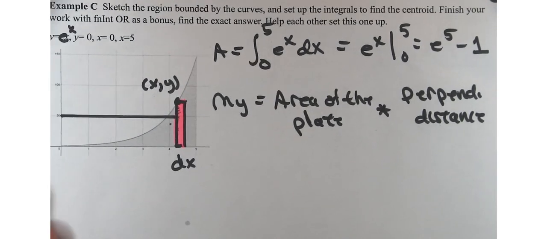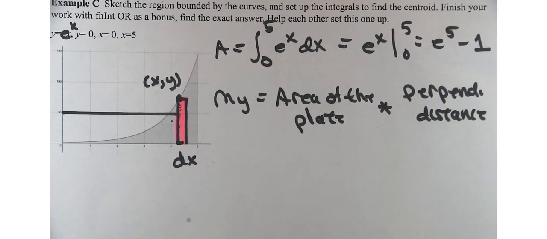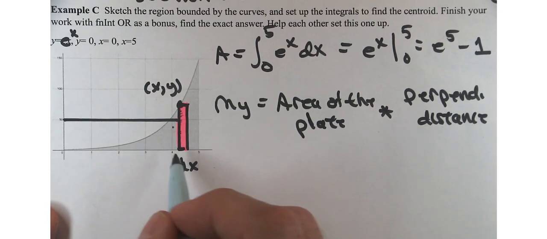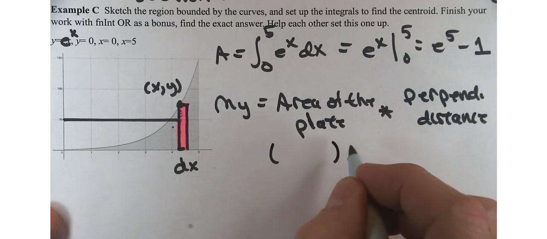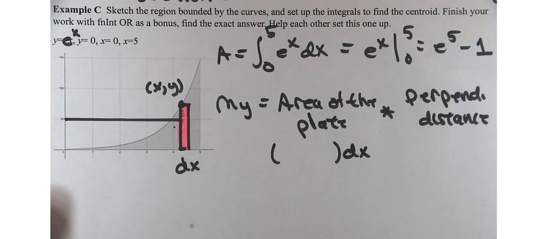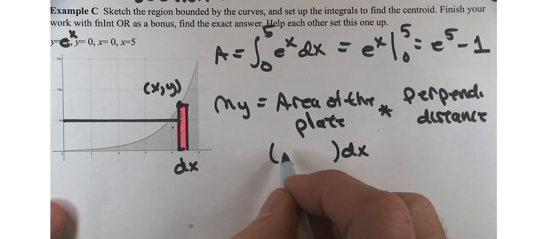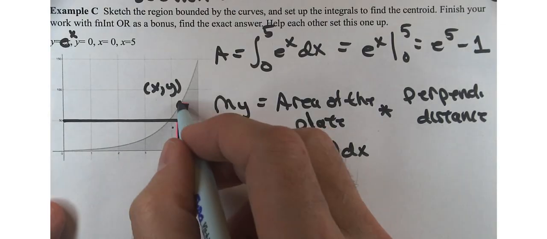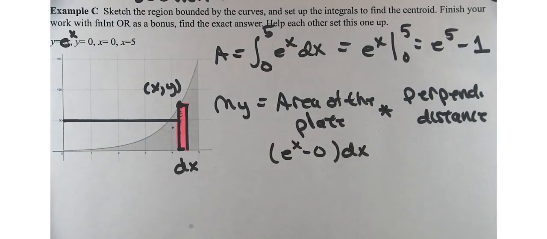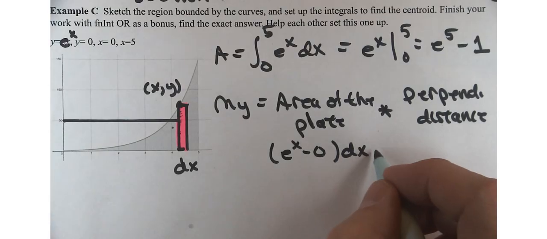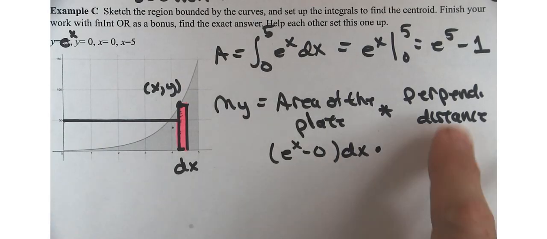Let's find the area of the plate first. The area of the plate is going to be the width times the height. What's that going to be? What's the width going to be? dx. And the height is e to the x. Now you could put e to the x minus 0 if you wanted to, top minus bottom, but because it's a 0, you don't really have to do that. And last but not least, times the perpendicular distance.